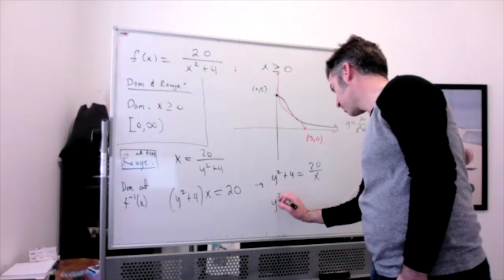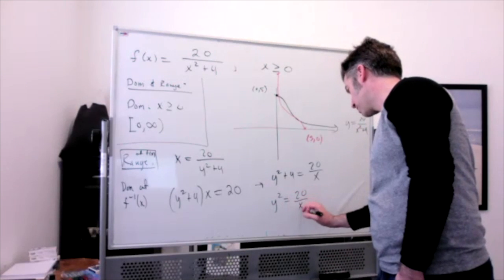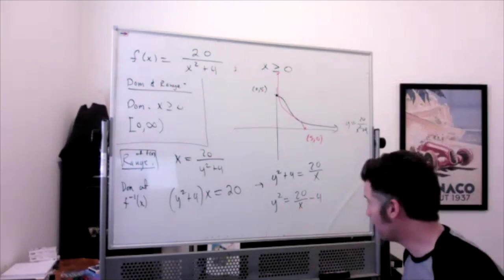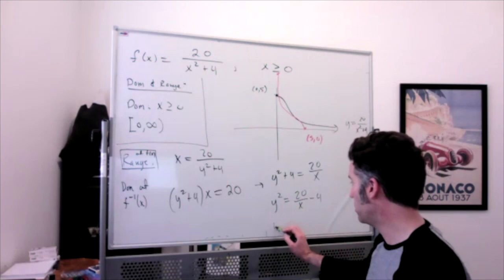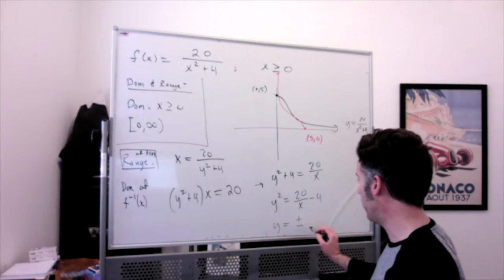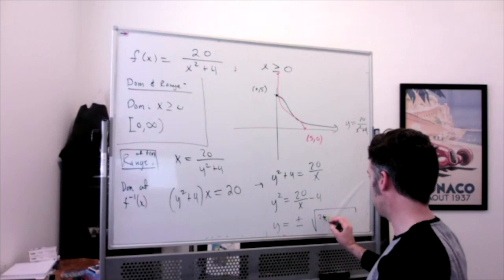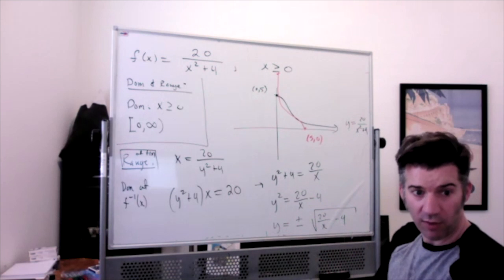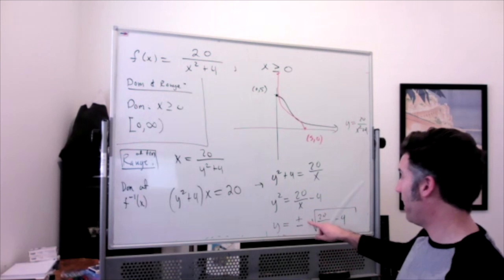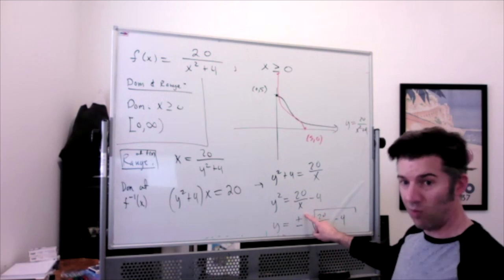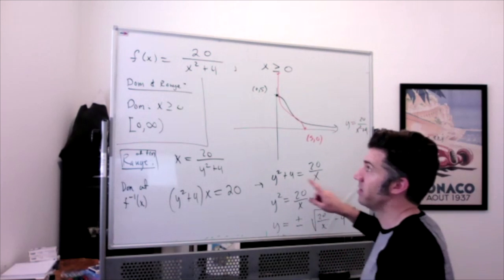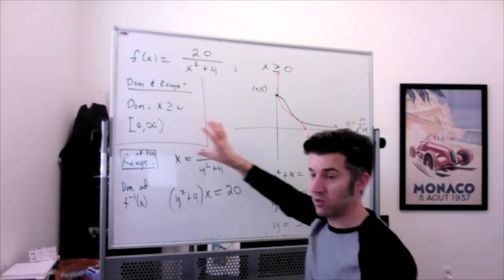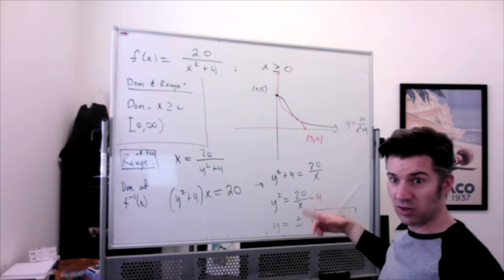So y squared equals 20 over x minus 4. And finally, I'm going to take the square root of both sides. Now, technically, when I square root both sides, I should get y equal to plus or minus the square root of 20 over x minus 4. However, I know that y has to be positive. Why? Well, because the domain of the original function was positive. So the range of the inverse function should also be positive.